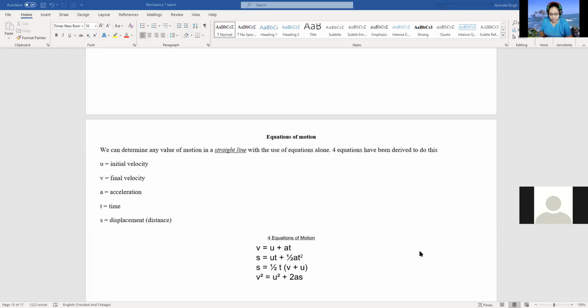Equations of motion tell us how we can calculate our quantities of motion, which will be speed, being velocity, acceleration, time, and distance. Okay, so it's a lot more precise than the graphs, very much more precise than the graphs, and it does involve some mathematics, and this is what we call applied maths.